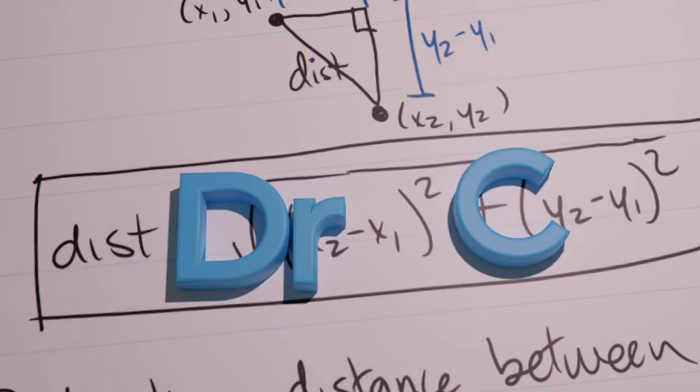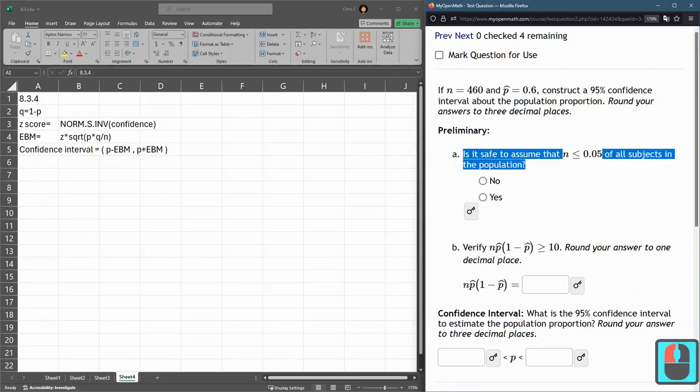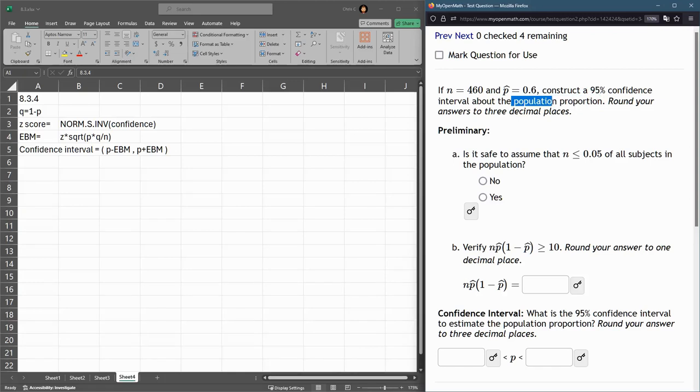So this problem is really similar to one we just did. The only additional thing we do need to, in order to make these calculations, is that n needs to be less than 5% of all the subjects in the population. This doesn't describe the actual population, so we just have to assume that that's true.